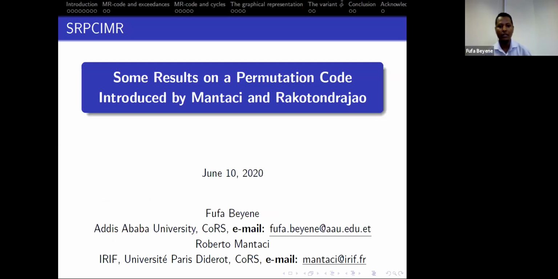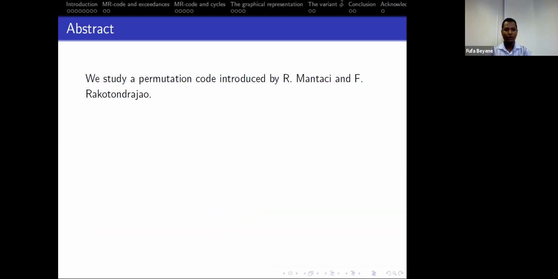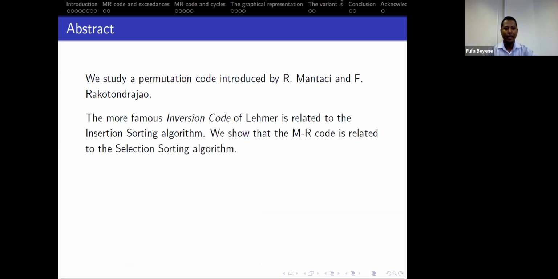I'm also a member of the Combinatorial Research Studio, and this work is part of my PhD study supervised by Professor Roberto Mantaci. As the abstract says, we have studied a permutation code introduced by Mantaci and Rakotondrajao.